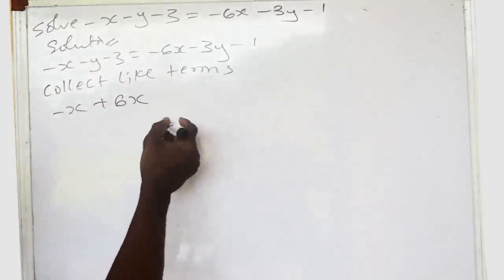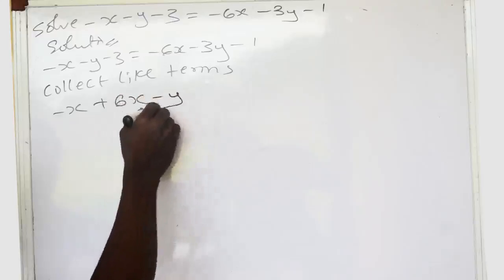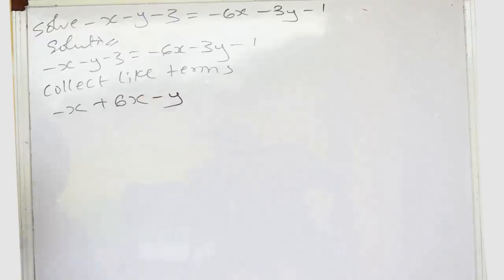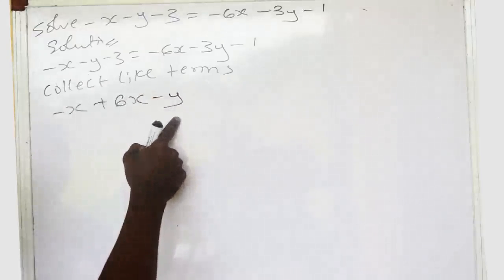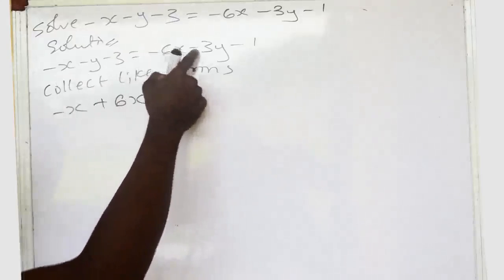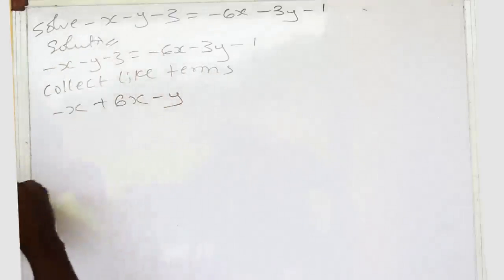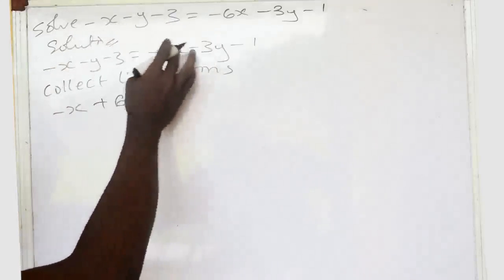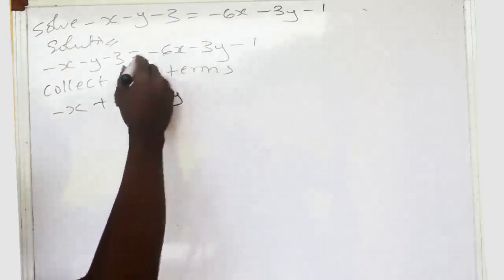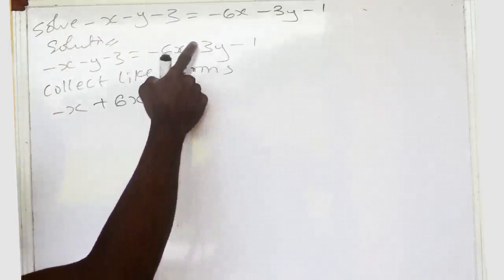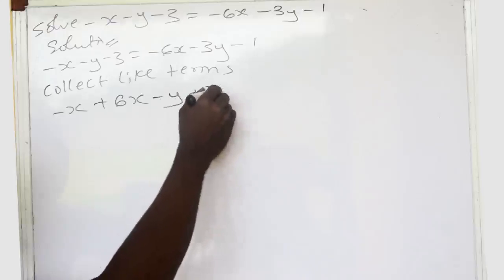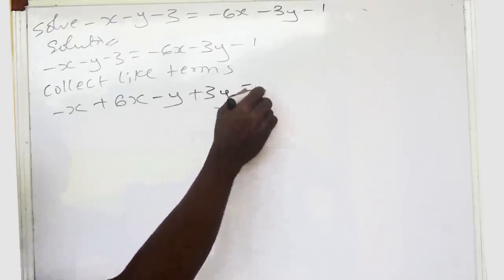We look for another x, no more x. The next variable is minus y. Since we have minus 1y here, it has been written down. You look for another y. Look at where y is, at the right hand side. This y must come to the left hand side. For it to move to the left hand side, it must cross this equality sign. Since it has crossed, the sign will change from negative to positive. You have plus 3y. You then write equal to.